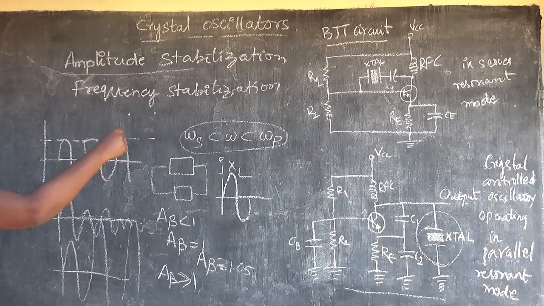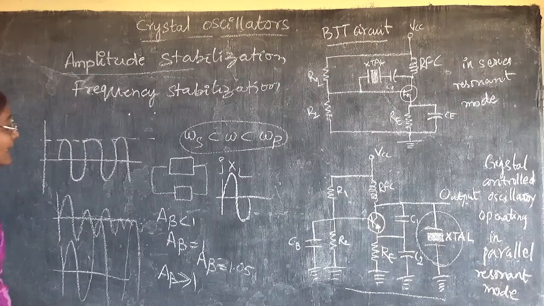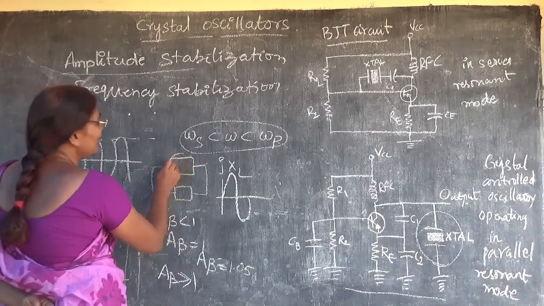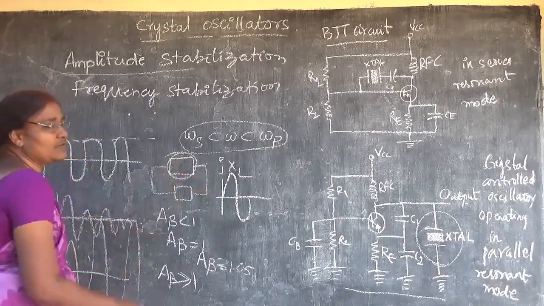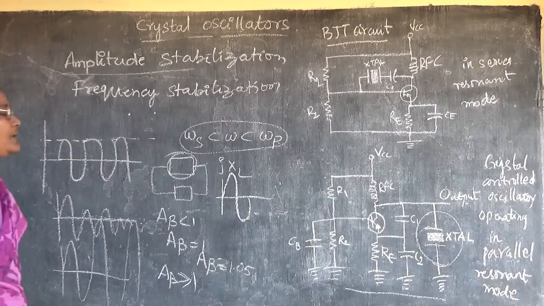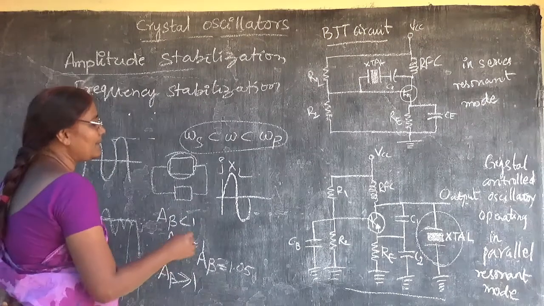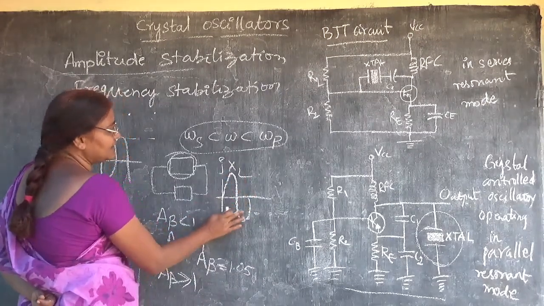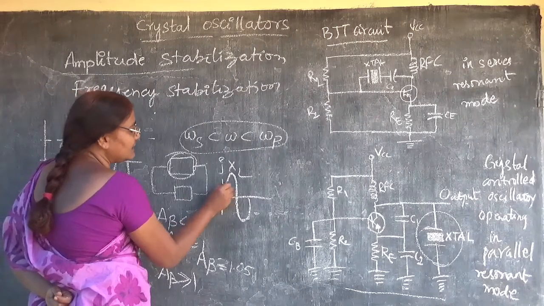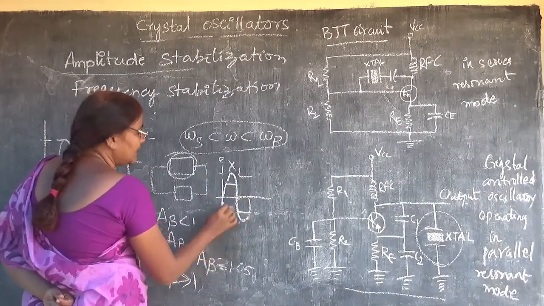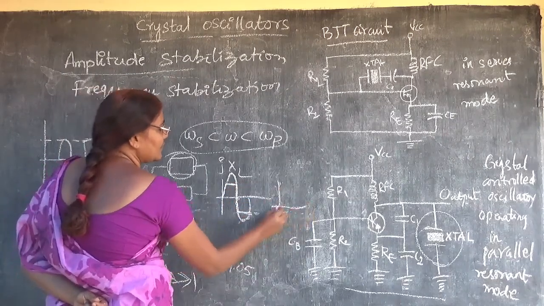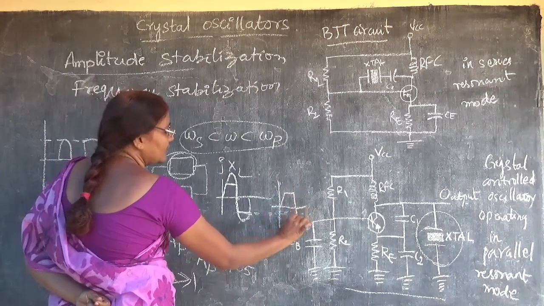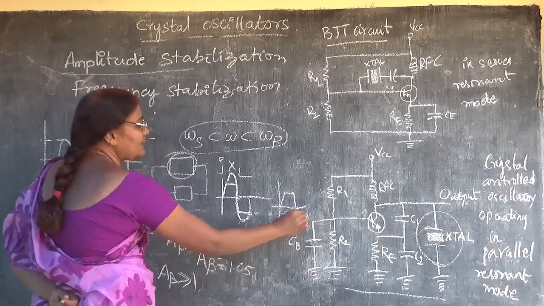The input given to the basic amplifier will also increase. But due to the non-linearity of this amplifier circuit, the input is clamped. What is the meaning of clamping of some signal? Suppose I have a signal like this. If the signal output is like this, I will say that this is a clamped signal.